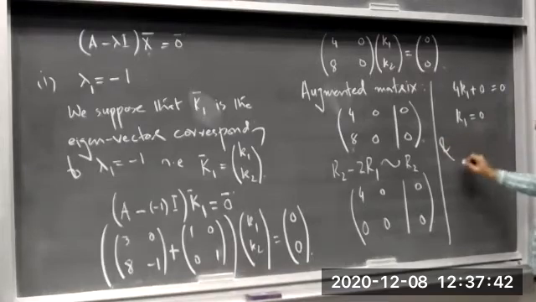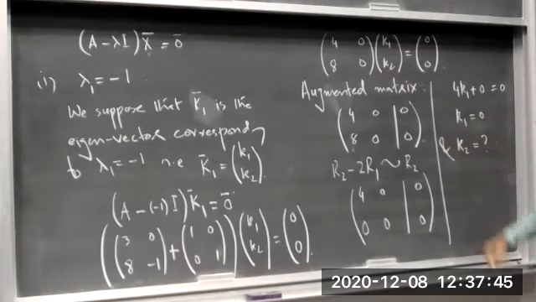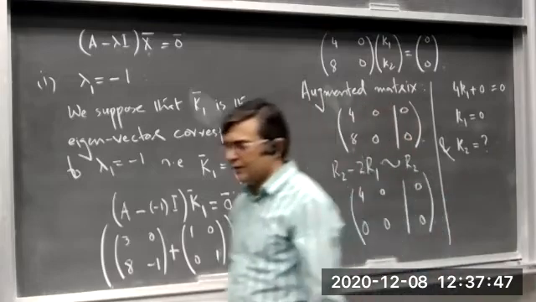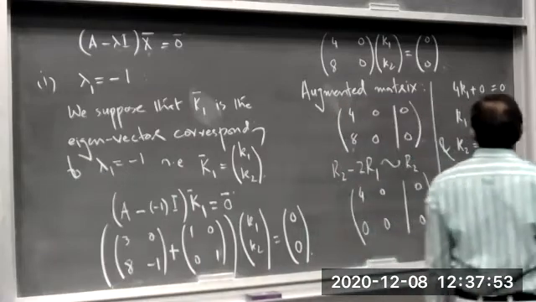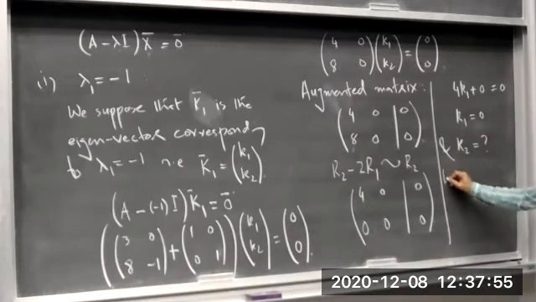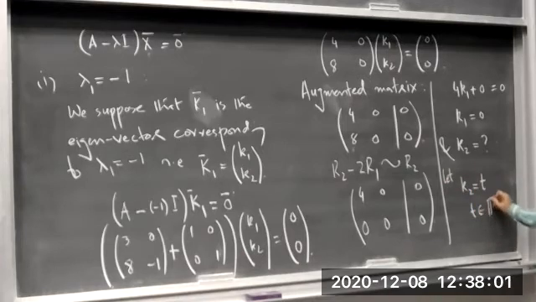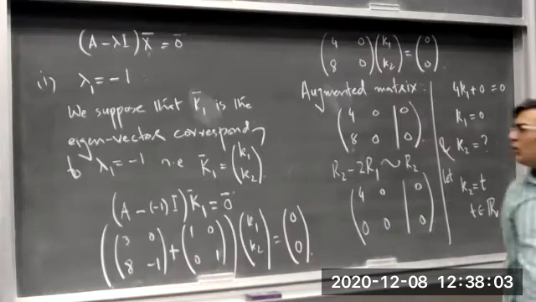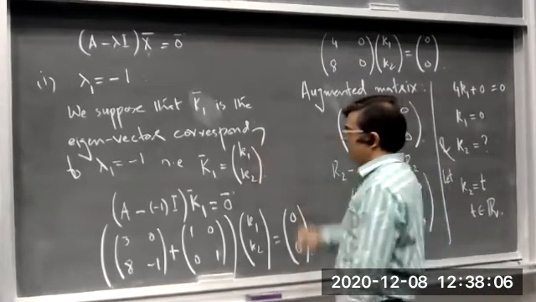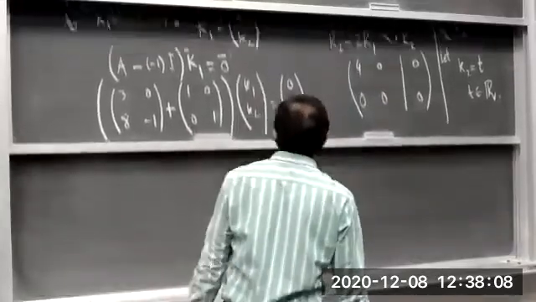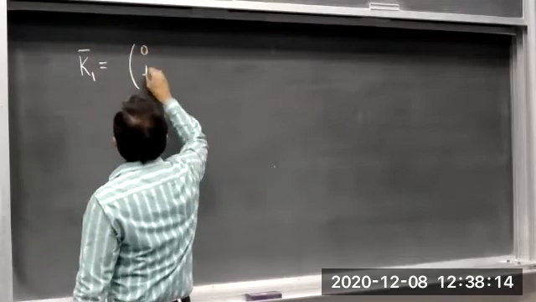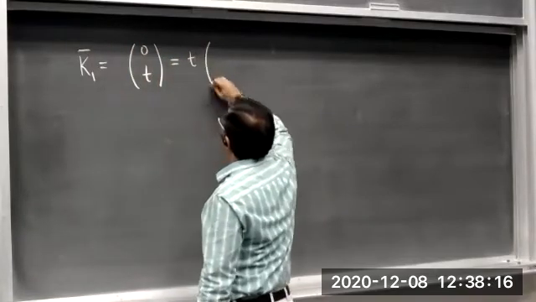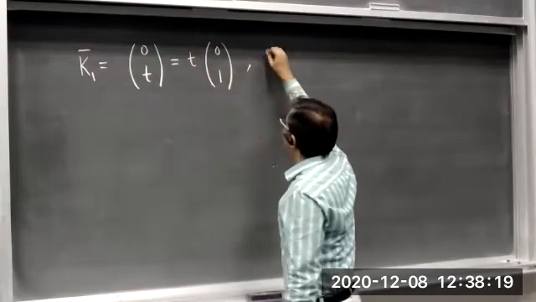Now, what is the value of k2? We are unable to find k2 here, so k2 is a free variable. If k2 is a free variable, we can assume that k2 is some t, where t belongs to R. So now we have all the values of the components k1 and k2. We can write the eigenvector k1 as (0, t), and ultimately we can take t common, giving (0, 1), where t belongs to R.